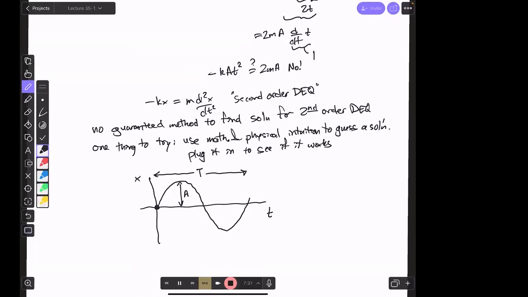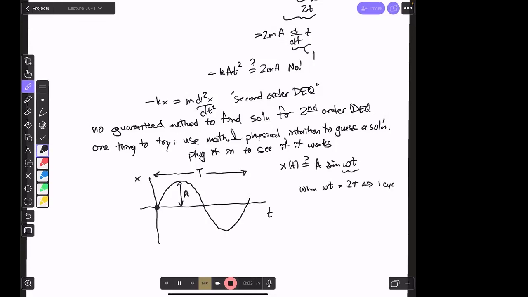So I'm going to write it down and then I'll explain what I'm writing. So our guess is that x of t maybe equals A times the sine of omega t. Let's investigate what the connection is between omega and capital T. When omega t equals 2 pi, the sine function has gone through one complete cycle.